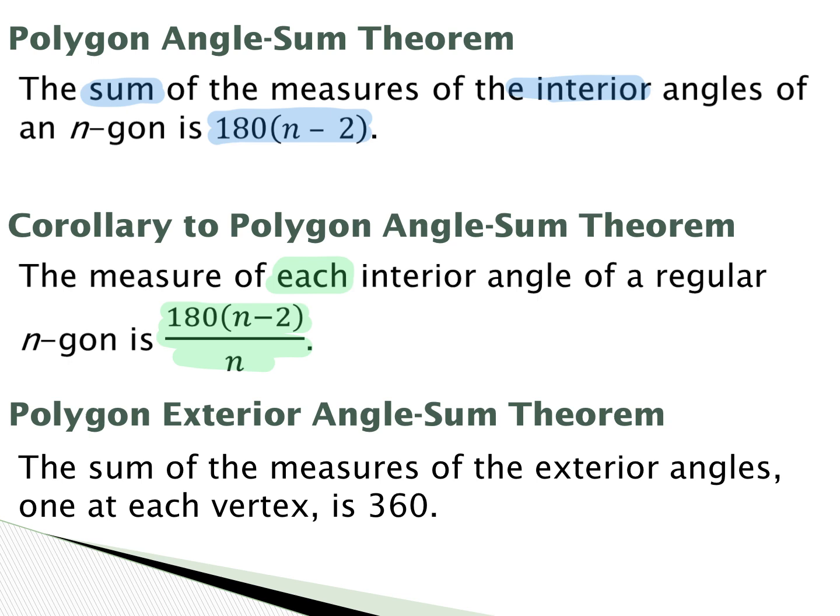And then the Polygon exterior angle theorem says that the sum of the measures of the exterior, or outside, angles, one at every vertex, is 360 degrees. So it doesn't matter what type of polygon it is, it's always going to be 360 degrees.